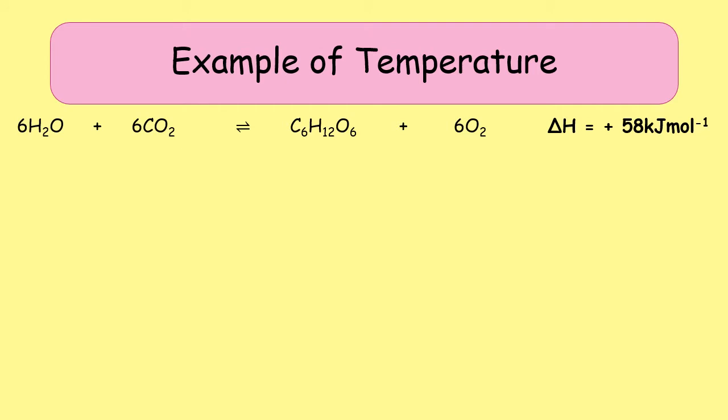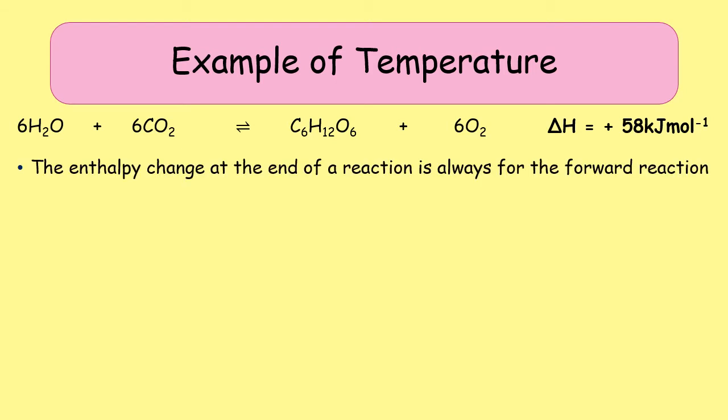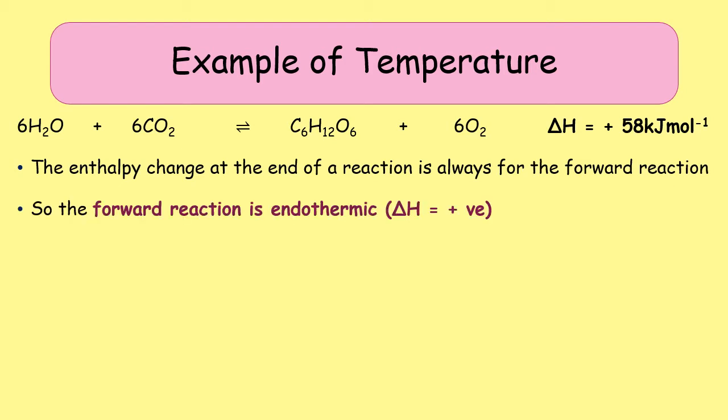So here's an example. For those of you in biology, you might recognize this equation as being photosynthesis, but it doesn't really matter as a chemist what the reaction is. What we're looking for is that enthalpy change on the right-hand side. That delta H has a positive value, and that delta H written at the end is always for the forward reaction, so that's going from the left to the right. That delta H value represents the forward reaction, and in this case, it is endothermic, meaning that it's going to take in energy.